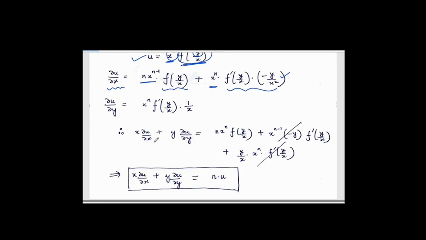When we do x into del u by del x plus y into del u by del y, you multiply this one by x, this one by y, you will see that two terms cancel out and you are left with n into x to power n into f of y by x. But this is nothing but your u only. So that helps you to have Euler's theorem proved for homogeneous functions. So if u is a homogeneous function of degree n in x and y, then this result which we have obtained just by doing partial differentiation is called Euler's theorem for homogeneous functions.